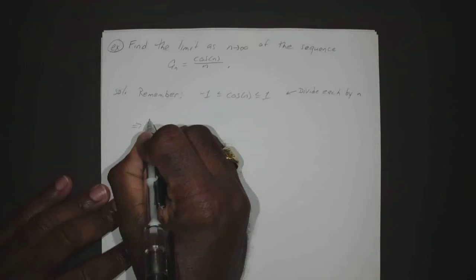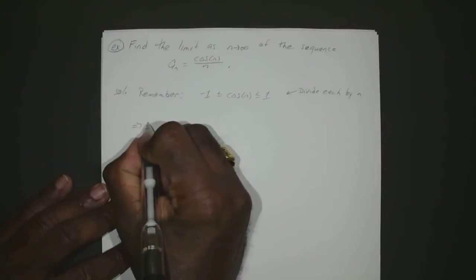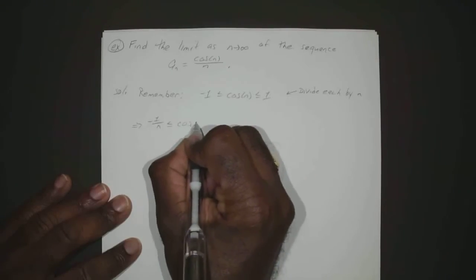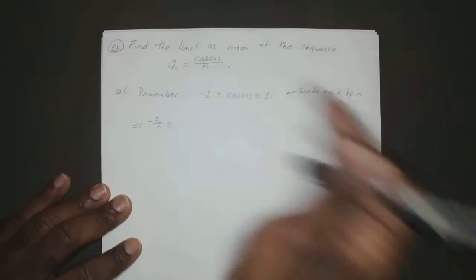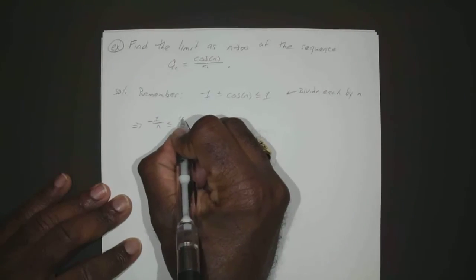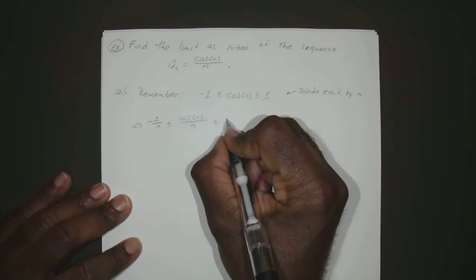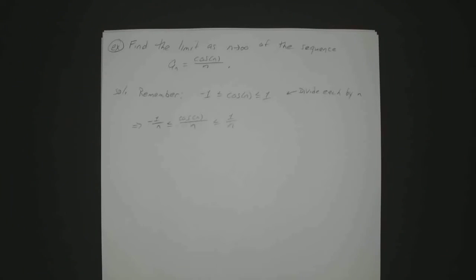So that would give us negative 1 over n less than or equal to cosine of n over n. There we go. This is less than or equal to 1 over n. Okay, because anything you do to one section, you have to do to all of them.